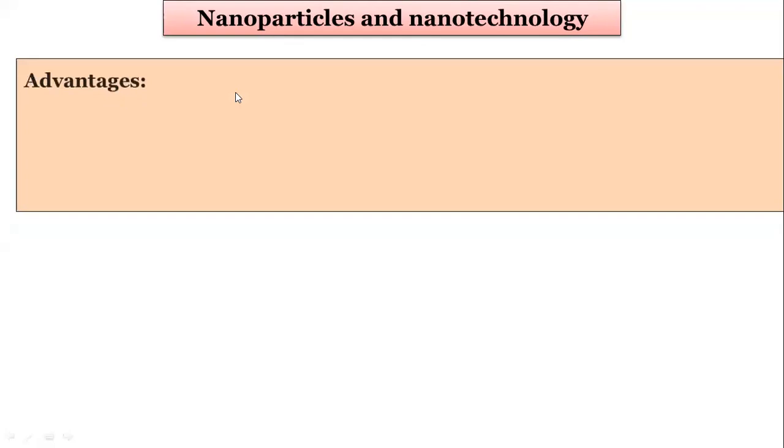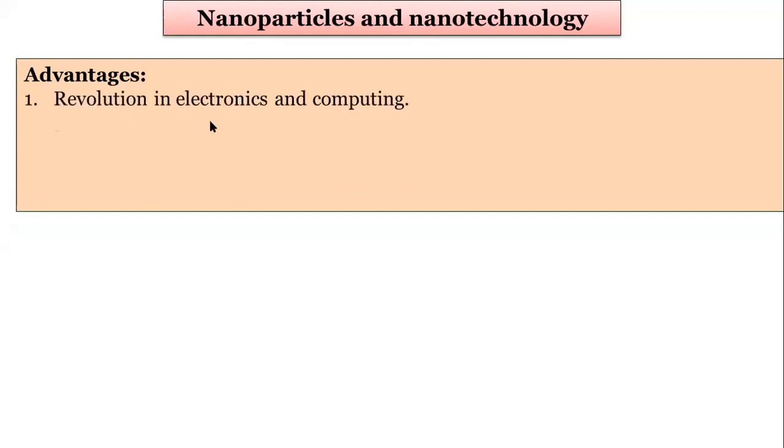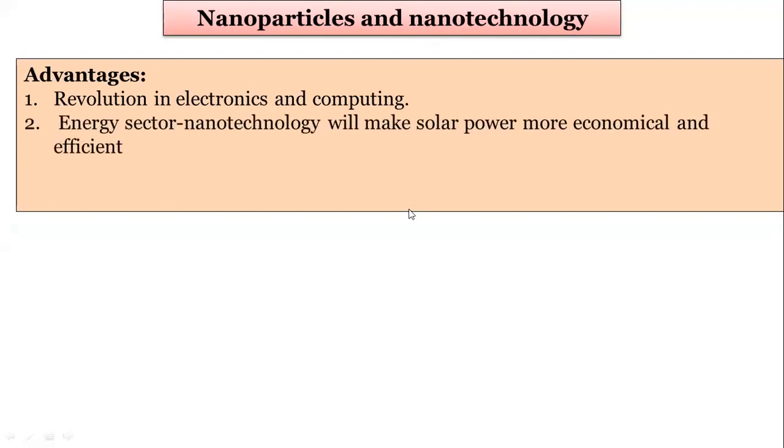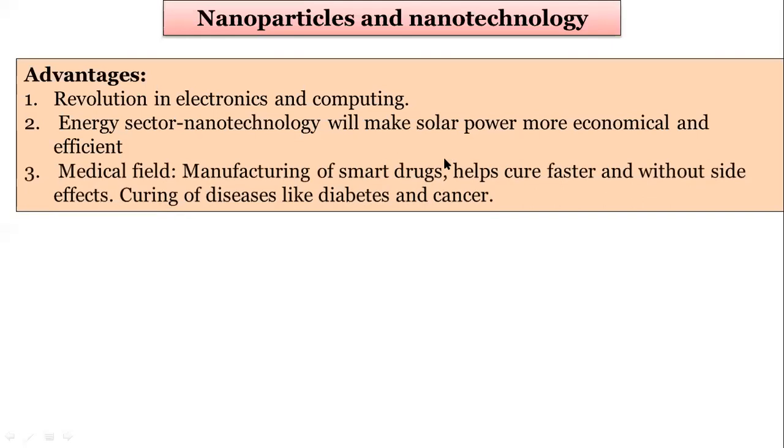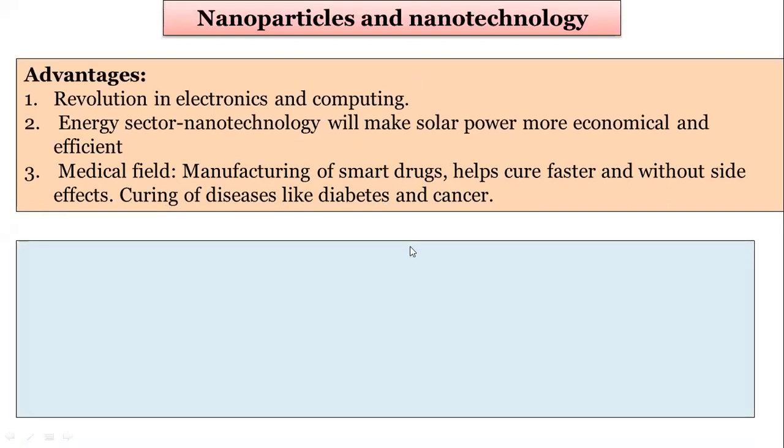Number one, first I will explain the advantages of this nanotechnology or nanoparticles. There is a great revolution in electronics and computing due to these nanoparticles or nanotechnology. Then in the energy sector also, nanotechnology will make solar power more economical and efficient because of their unique properties. In the medical field also, manufacturing of smart drugs helps cure faster without side effects. Then for curing diseases like diabetes and cancer, we are using this technology.